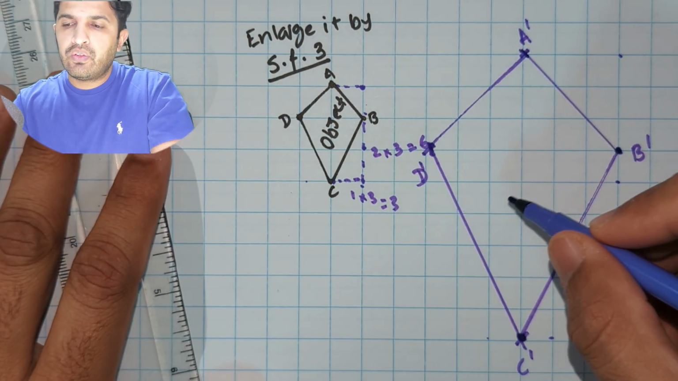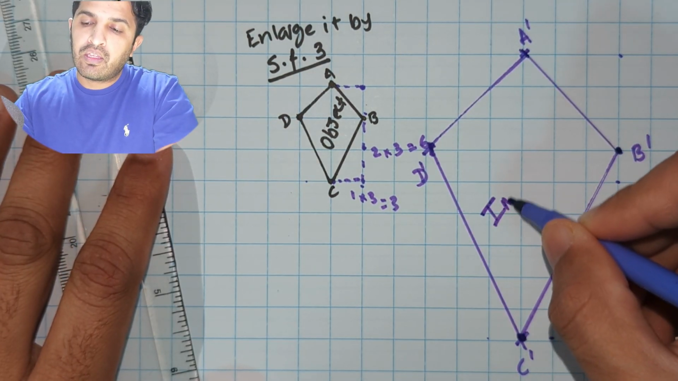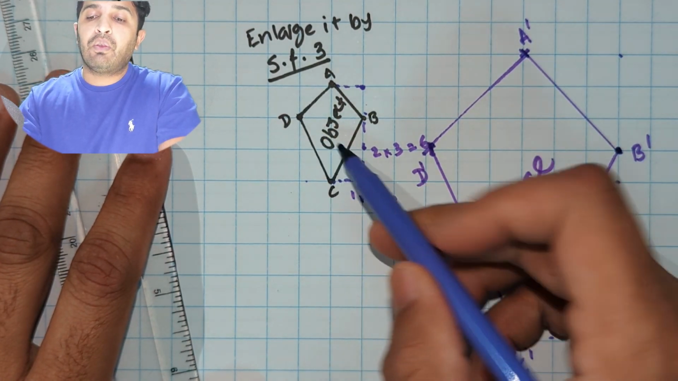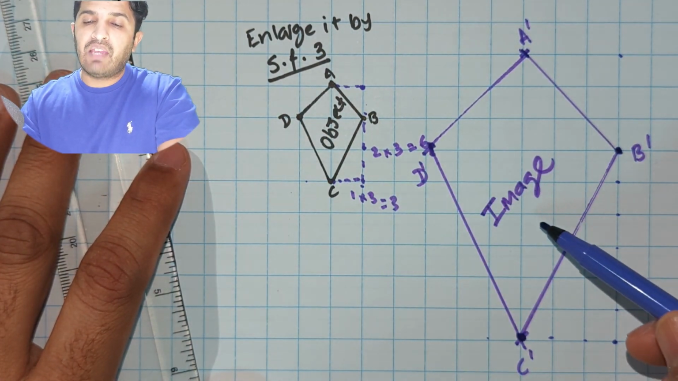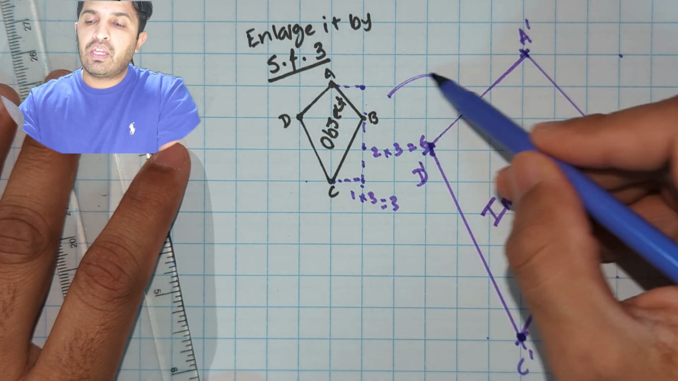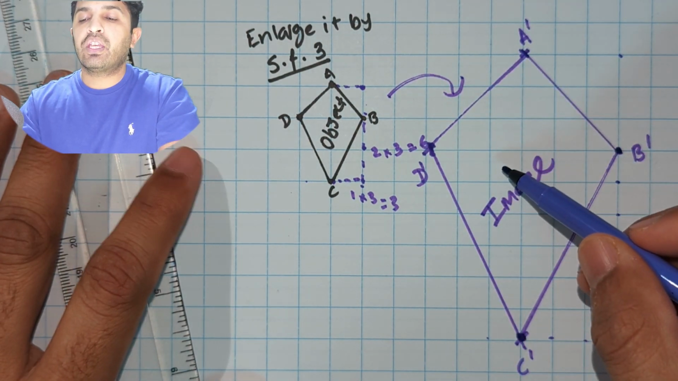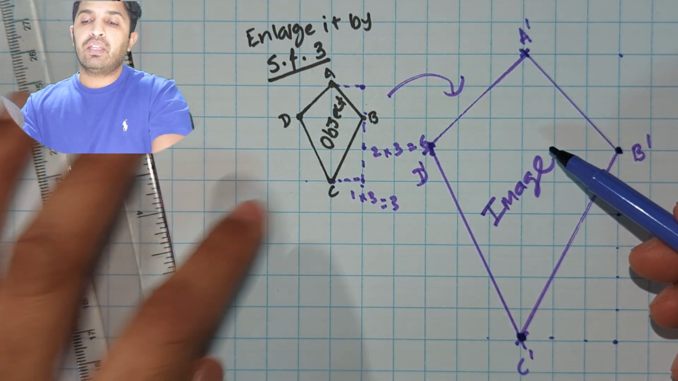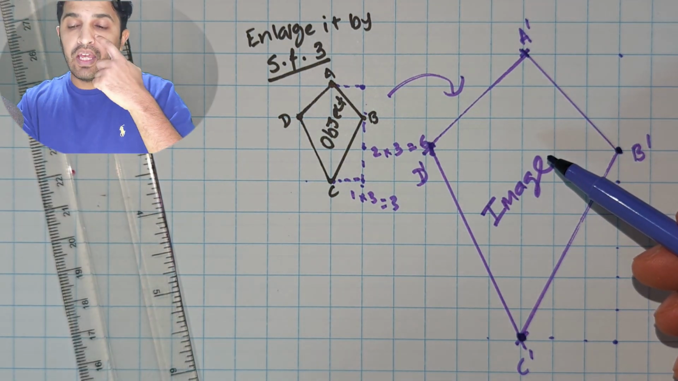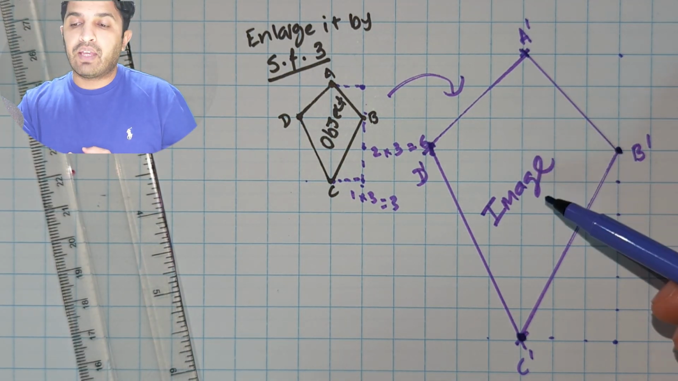So what we get here is an image. So our original shape is an object. After transformation is image. So this image is 3 times bigger than the object. Why? Because we enlarged that by scale factor 3.